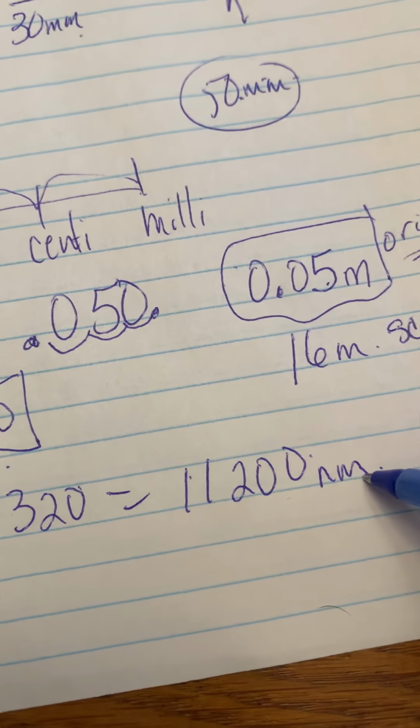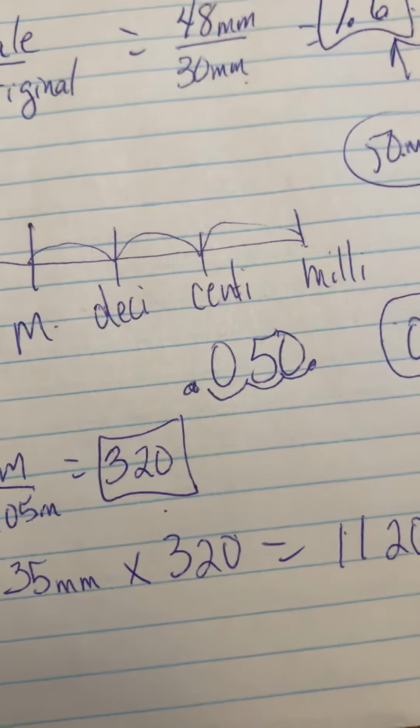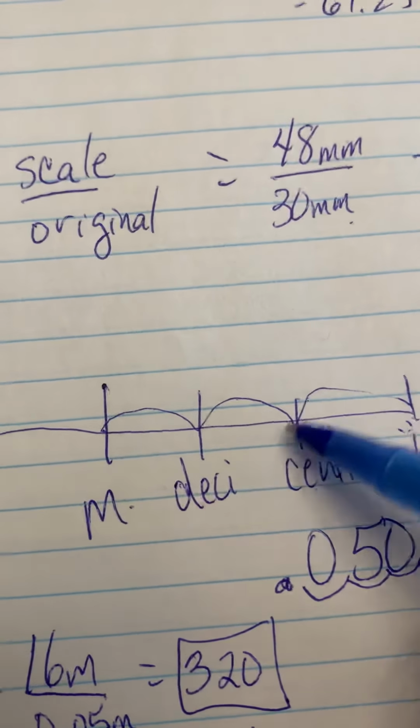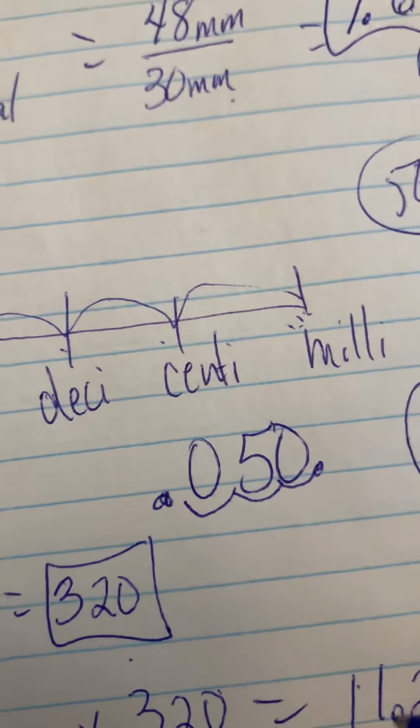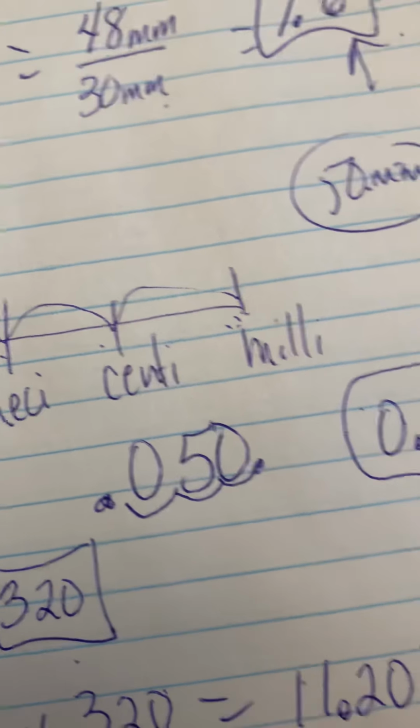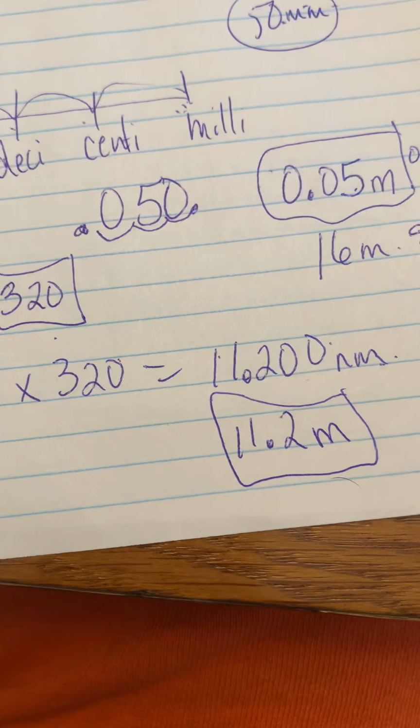So we could turn that, because this is good practice, back into meters. Okay, so then we're going to take this and we move from millimeters to meters, 1, 2, 3. So he is 11 2/10ths of a meter tall on the giant screen.